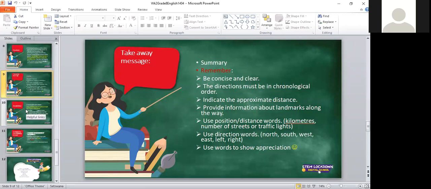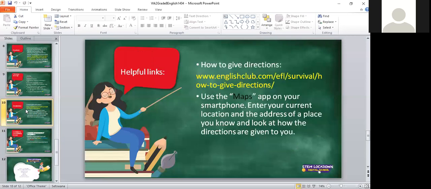Let's continue. We're about to wrap things up. So if you want something more interesting about this lesson, you can use that link there. It talks about how to give directions to anybody, no matter where they're going and things like that.